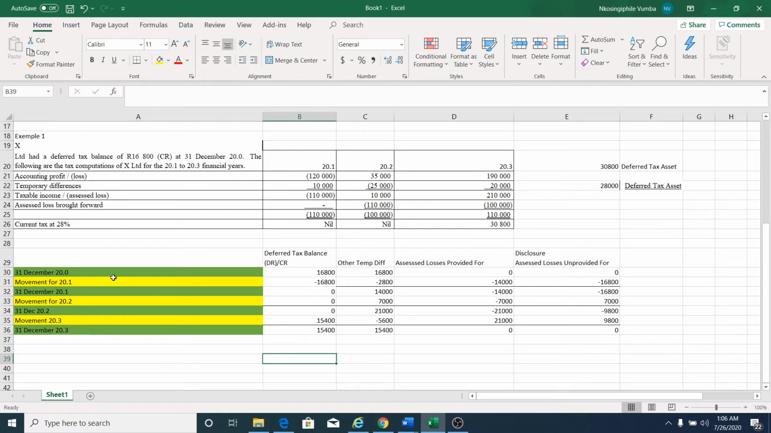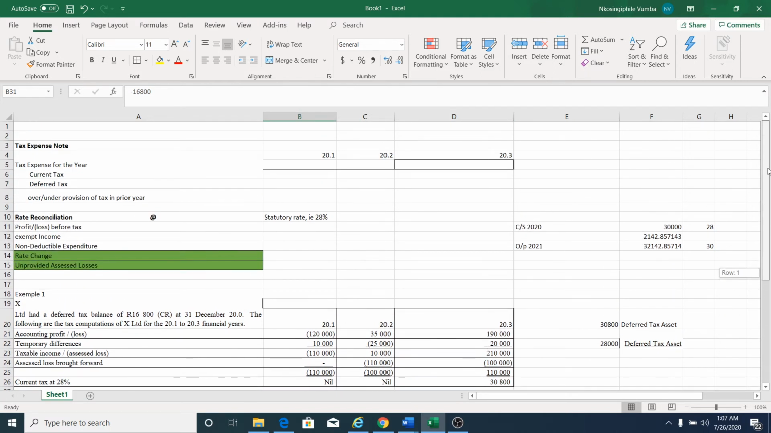Okay, but now let's look at yellow. For 20.1, what is happening here is that these are the movements. So for the 20.1 financial year, because this was a reversal of a deferred tax liability, we need to have a deferred tax income of 16.8 in our expenses. Let's come here to our disclosure.